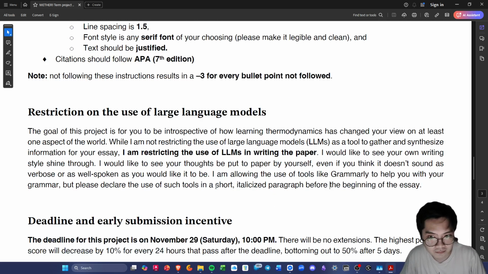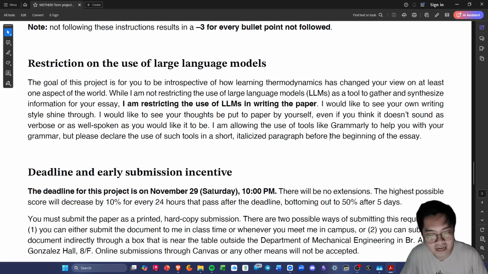Okay? All right. The deadline for this project is November 29. So, as of the time I'm recording this, there are currently 8 weeks, right? As 8 weeks tuloy. 4 weeks for you guys to finish this thing. November 29, Saturday, 10 p.m. There will be no extensions.